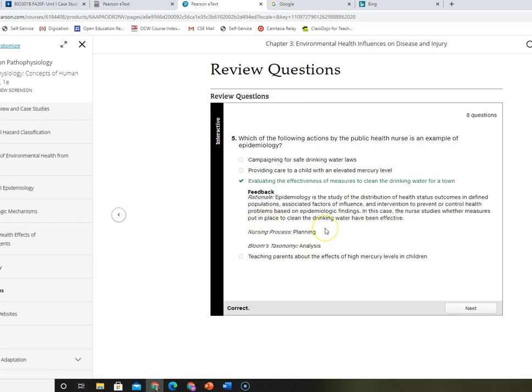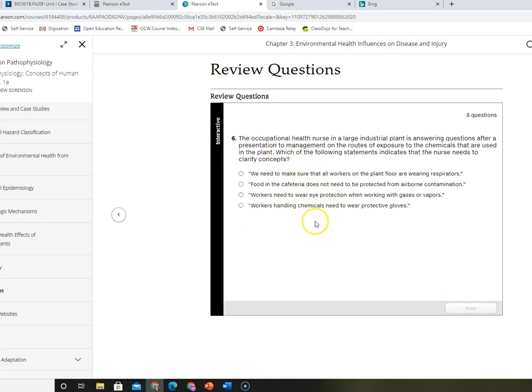Okay, evaluating the effectiveness of measures to clean the drinking water for a town. Again, it gives you a definition here of epidemiology and a little clarification on it. Now we're talking about an occupational health nurse. Which statement indicates that the nurse needs to clarify concepts? Somebody asked this question or made this comment.